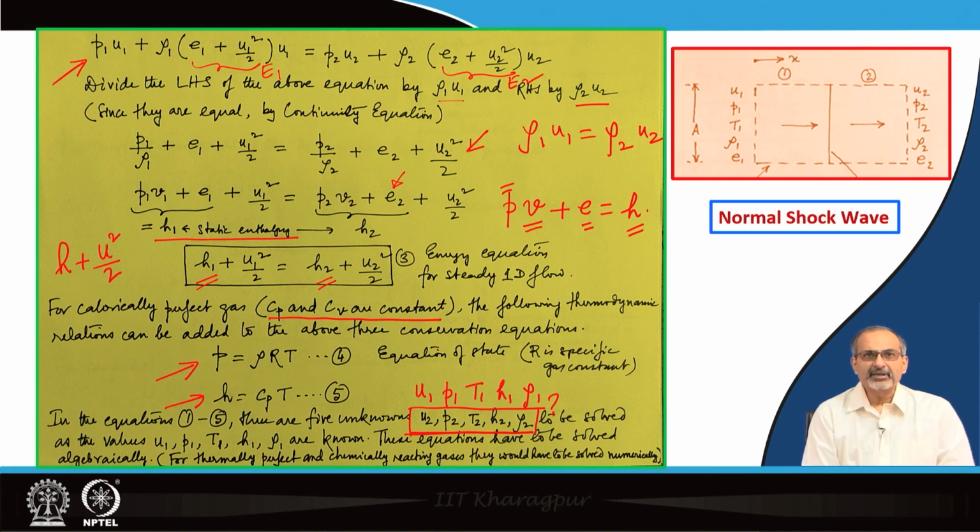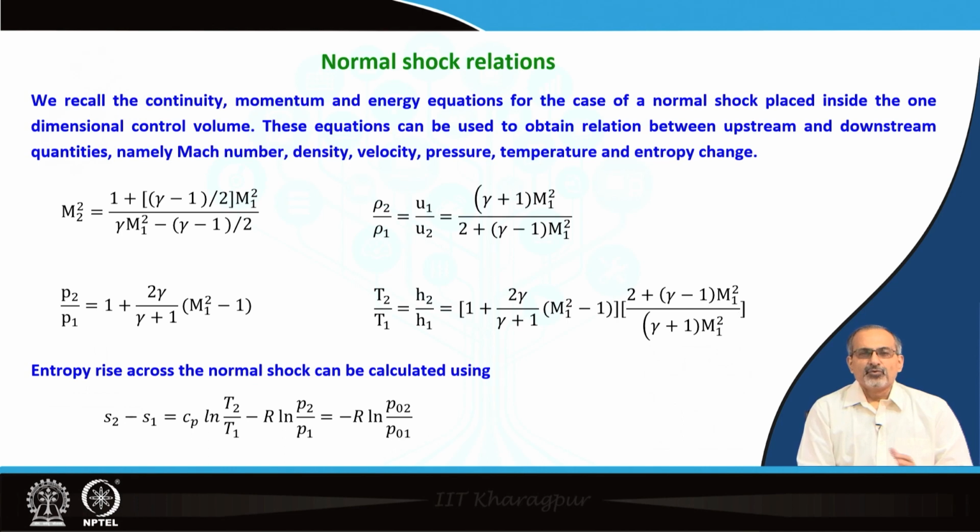For thermally perfect and chemically reacting gases, though, you have to solve this system numerically, because the moment Cp, Cv, gamma, these become either dependent on temperature or dependent on the chemical reactions that are occurring, you cannot have a simplified algebraic solution anymore. If you solve these equations, the 5 equations that we are talking about, then you should be able to obtain relations of these forms, which involve Mach number, density, velocity, pressure, temperature across the shock wave, and also you should be able to devise some equation for entropy change across the normal shock. These are very important relations for normal shocks. Try to derive them in your free time.